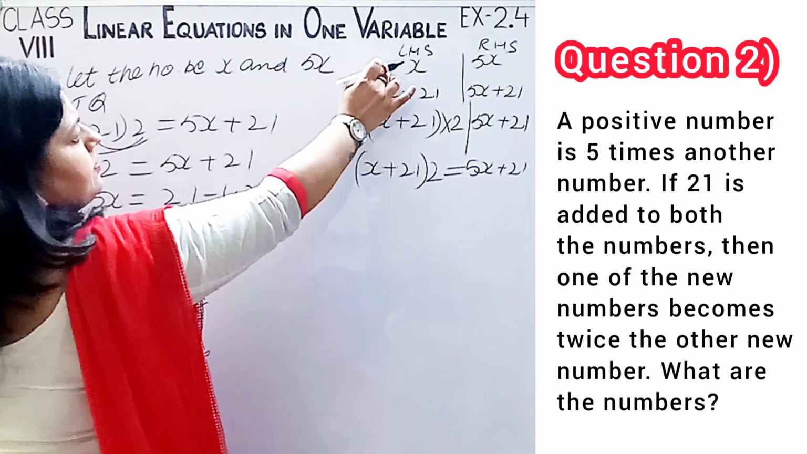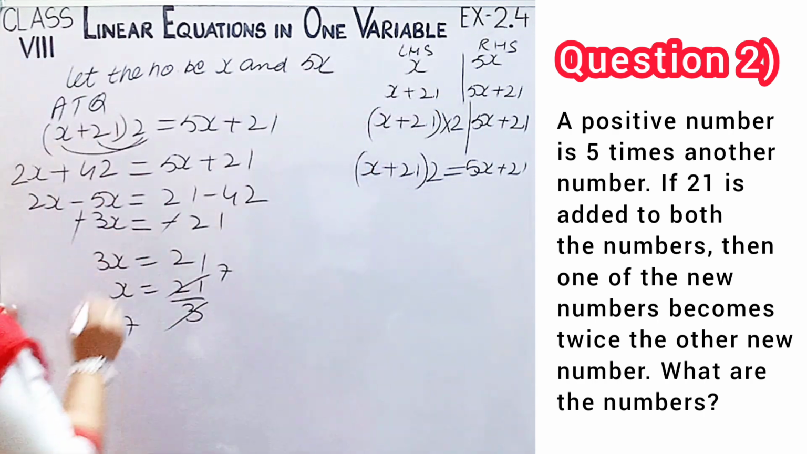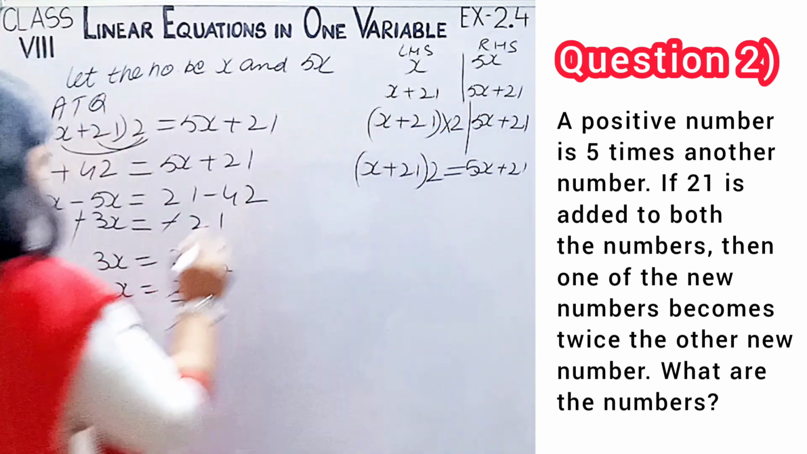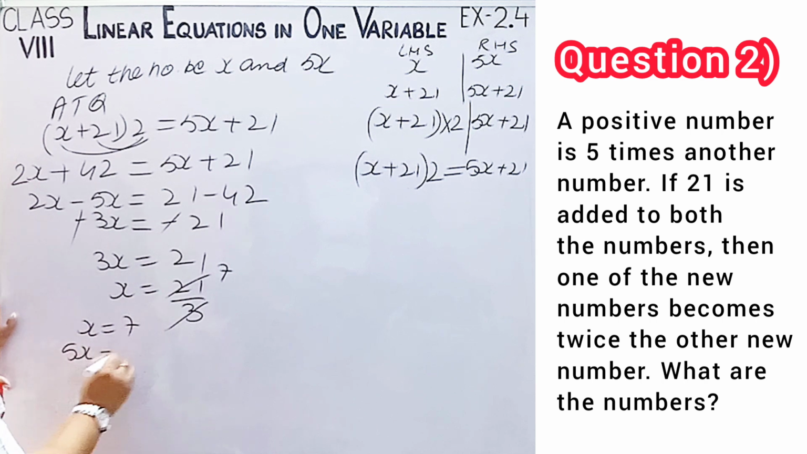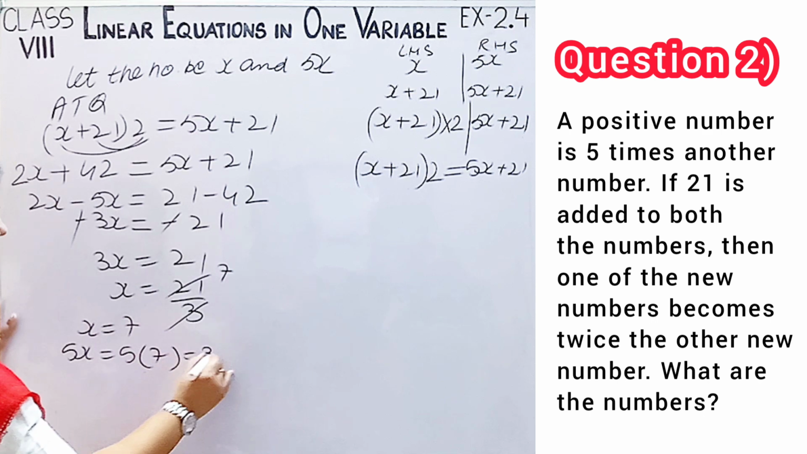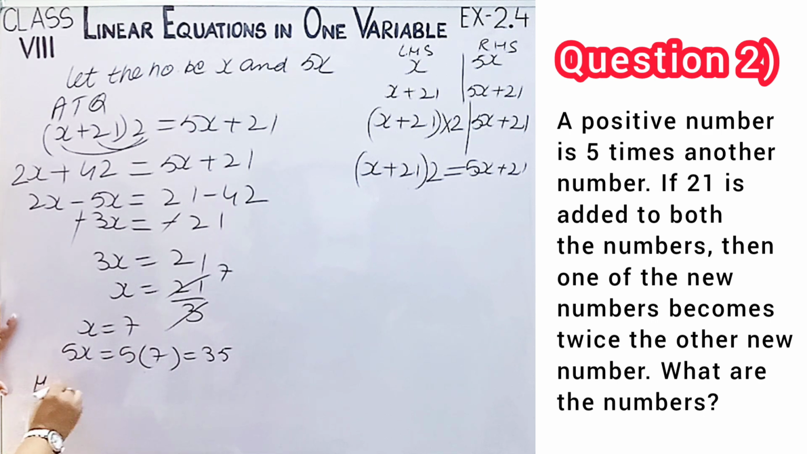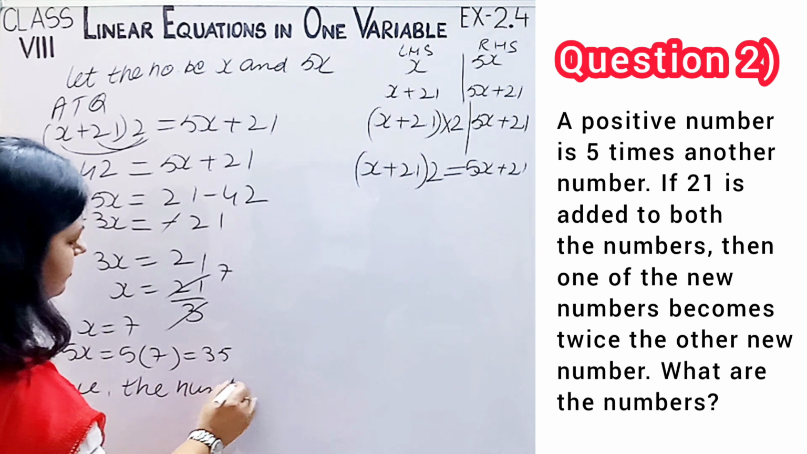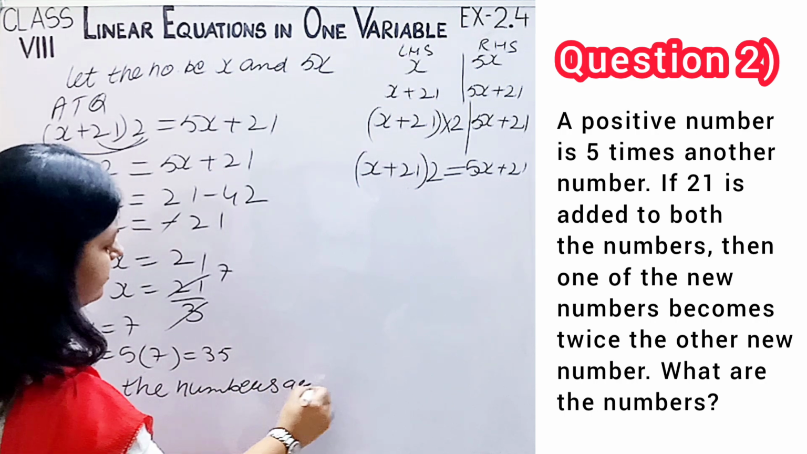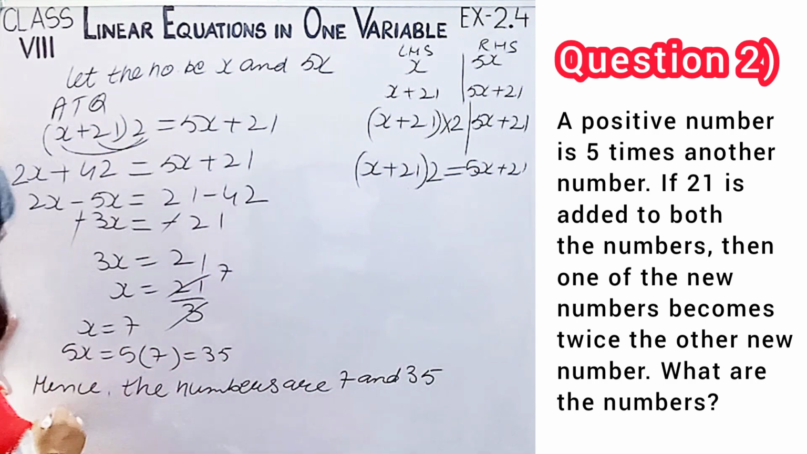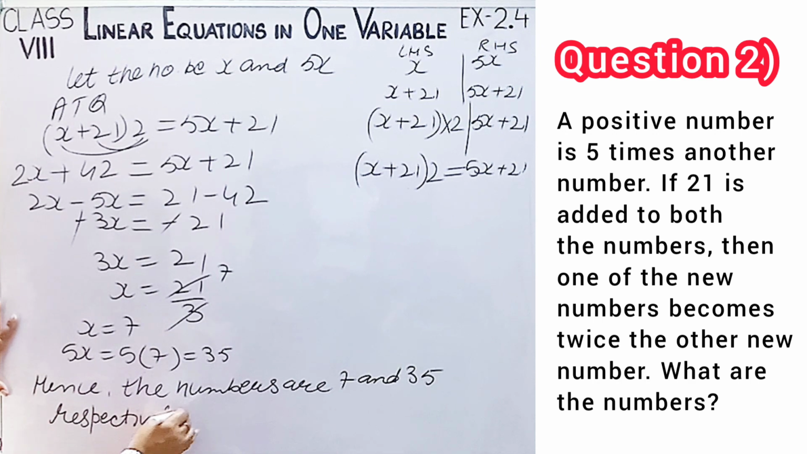Now coming here, first number is x. It means we have first number 7. Second number is 5x. Substituting value of 7 here, 5 times 7 is 35. Hence the numbers are 7 and 35 respectively. Answer.